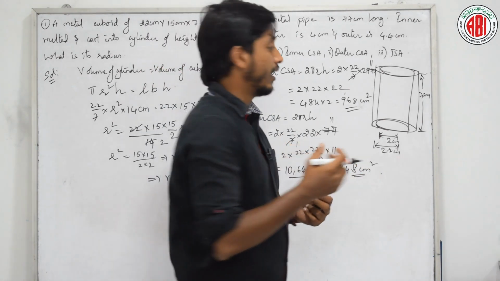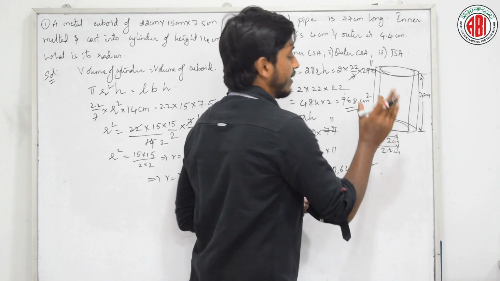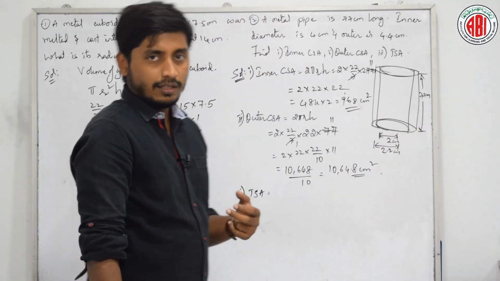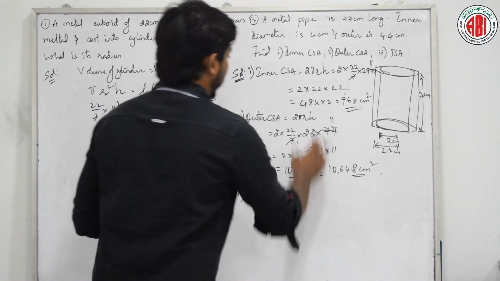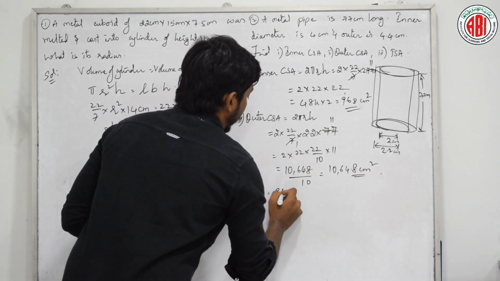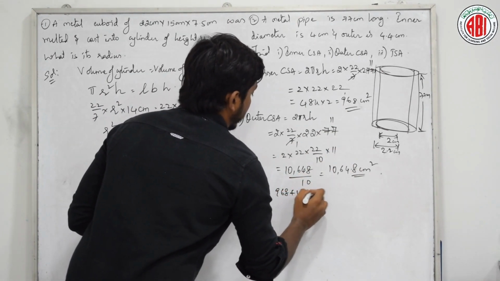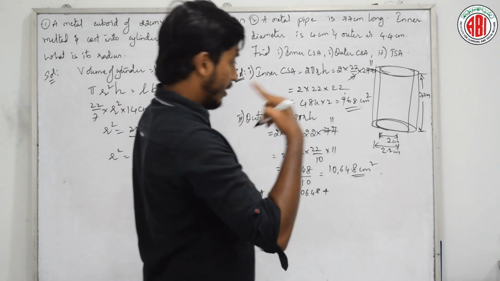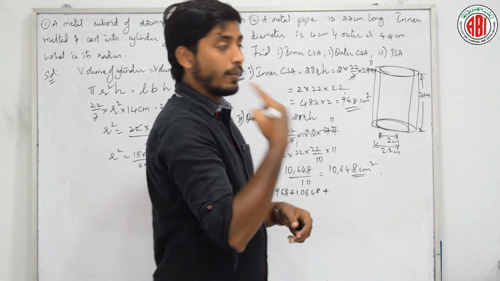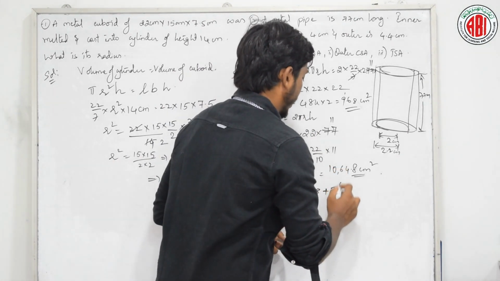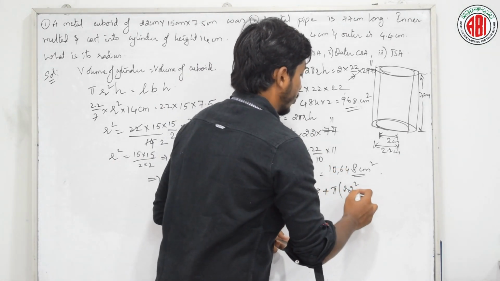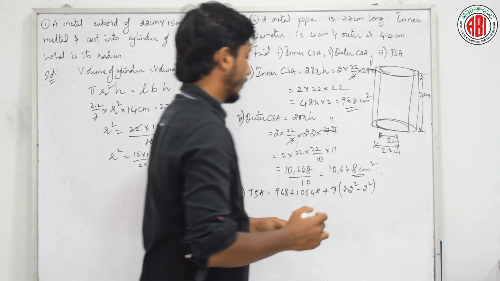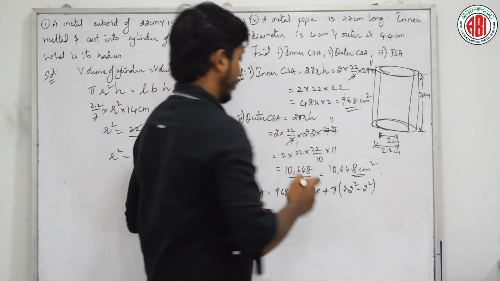Okay, how do we find? Pi outer r square minus inner r square. Is it clear? You can find that. First add these both. 968 plus 1064.8 plus pi 2.2 square minus pi 2 square. Pi into 2.2 square minus 2 square. That is also 2 times.